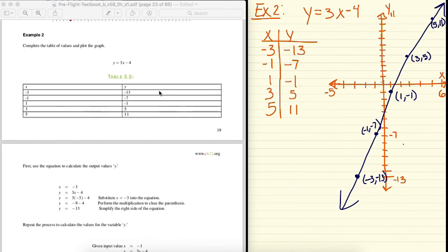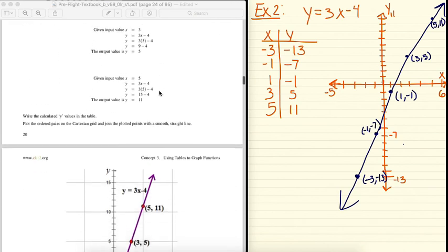And I always put arrows on the ends because technically this line is going to continue. Just because we can only see this part of the picture of this line, 3x minus 4, it technically goes on forever in both directions, so I have arrows to represent that.